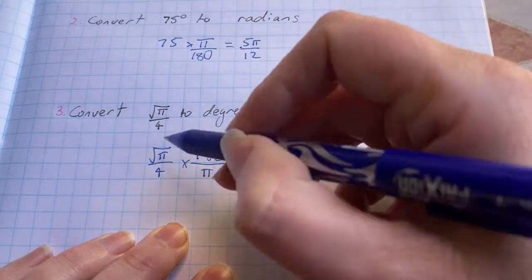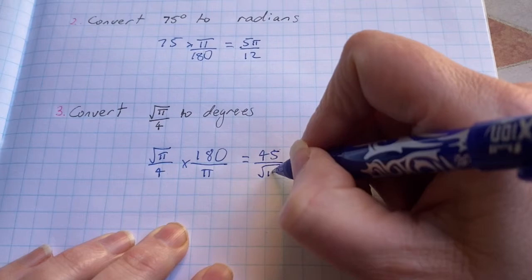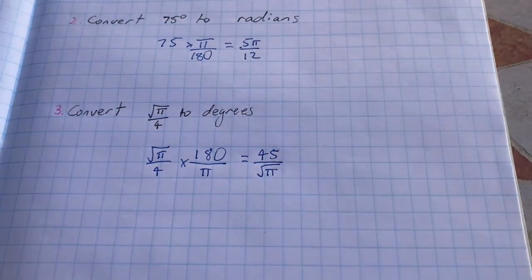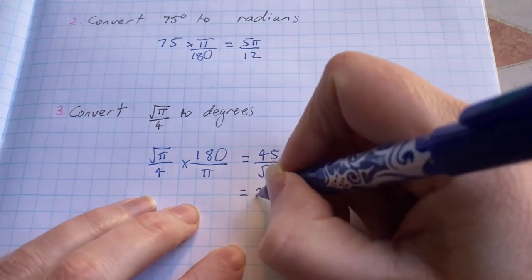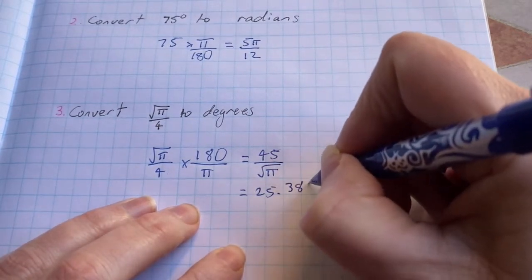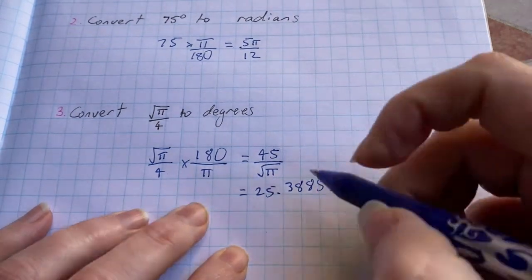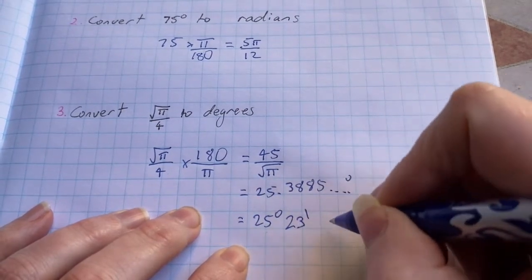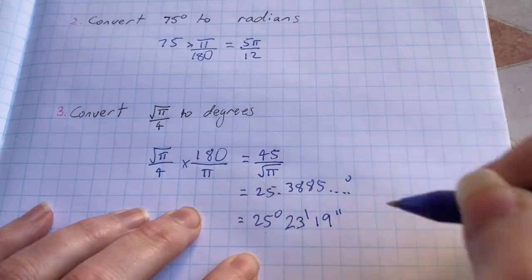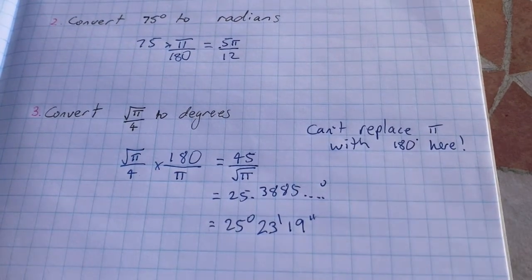We could simplify down the root pi and the pi to have just a root pi on the bottom. So that would be an answer in exact form. But that's also equal to 25.3885, etc. degrees. And if I go into degrees and minutes, that's 25 degrees, 23 minutes, and 19 seconds to the nearest second. So I've just added this little note here about not replacing the pi with the 180.